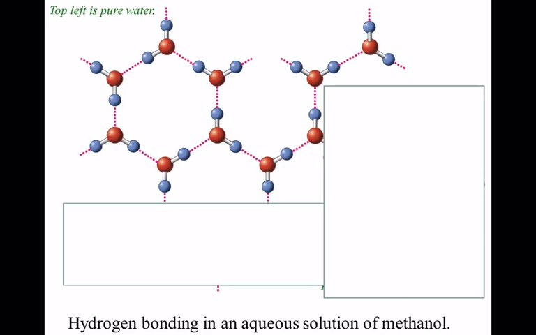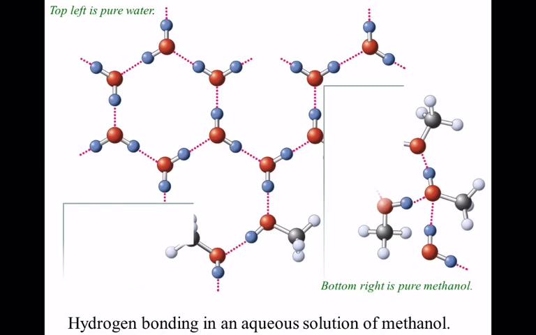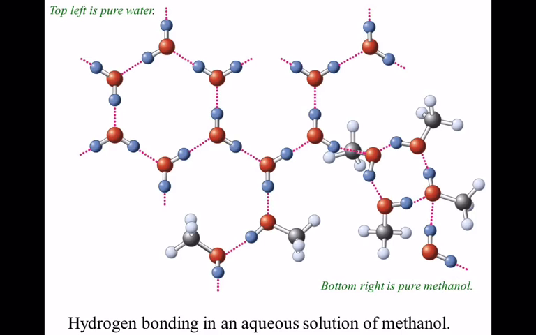Methanol is the simplest alcohol there is. With methanol, what you see here is the black, the carbon. This is your methyl group, carbon, hydrogen, hydrogen, hydrogen. This is your hydroxyl group, and notice it is hydrogen bonding with the water molecules. So this is what a mixture of water and methanol would look like. And it's infinitely soluble.